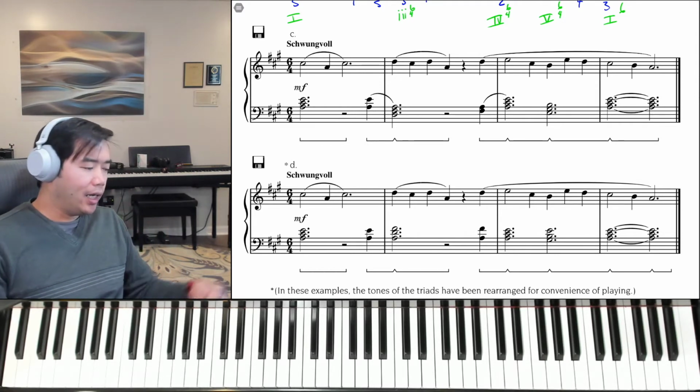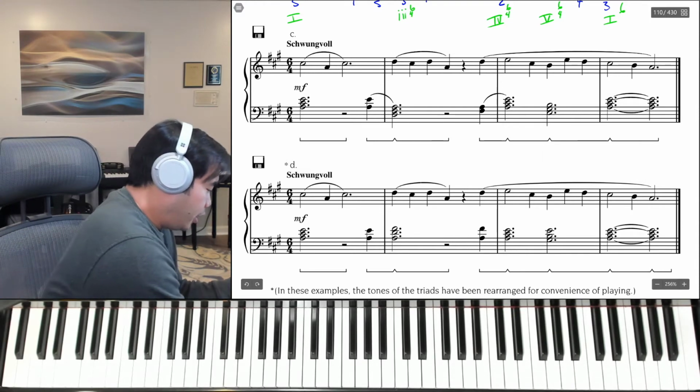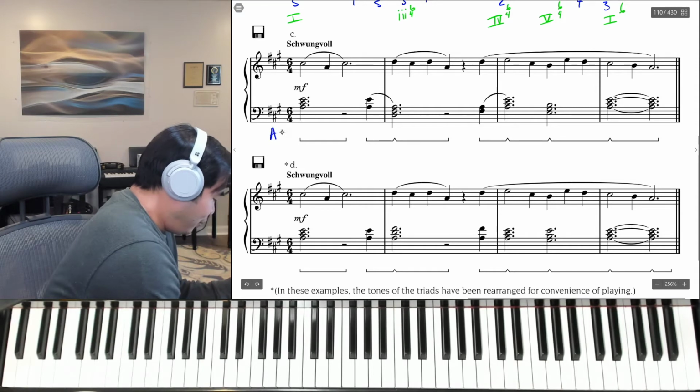Let's start by analyzing the right hand. In both examples, we are in the key of A major.